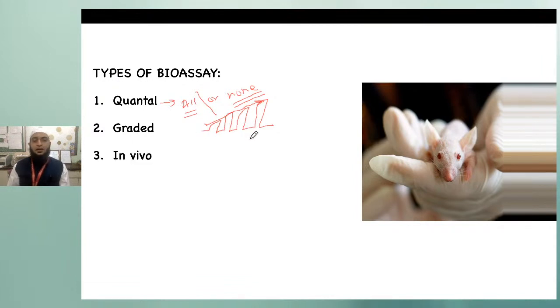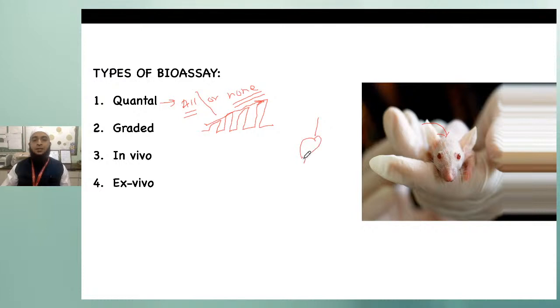Okay. Next bioassay is in vivo bioassay. When you are giving the drug to the live intact animal, those bioassays are called in vivo bioassay, because the drug is given to the intact animal. Fourth category is ex vivo. Suppose you have not given the drug to the intact animal. You have sacrificed that animal, and from that animal you have isolated the heart, so you have isolated the heart outside the body.